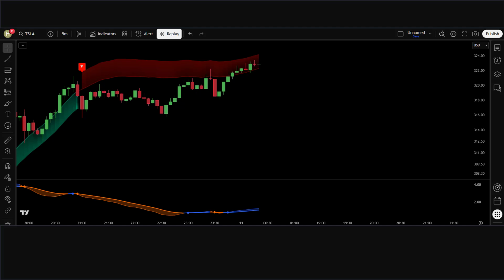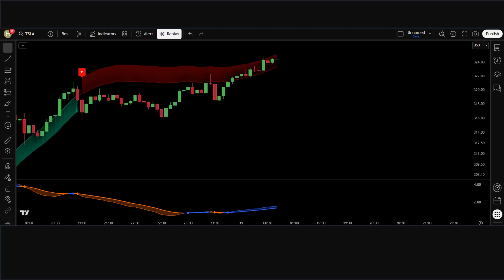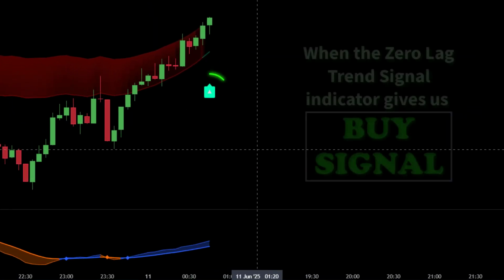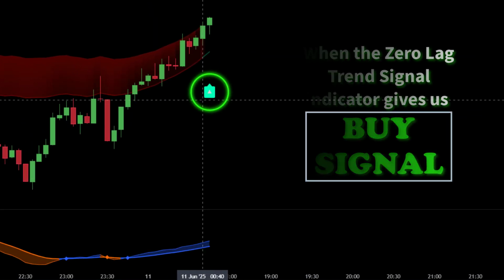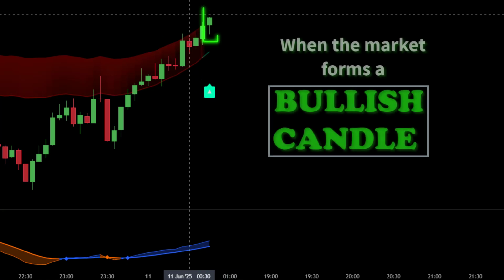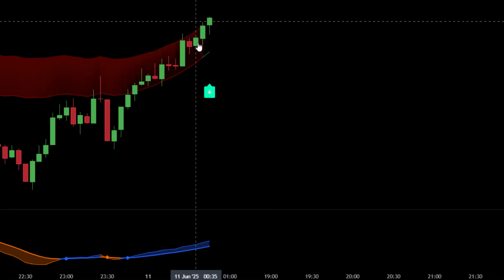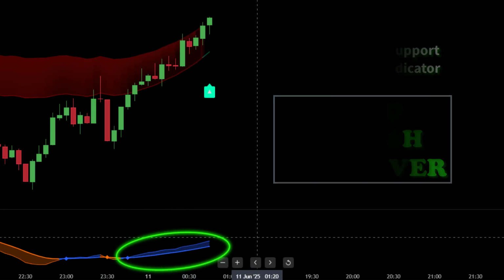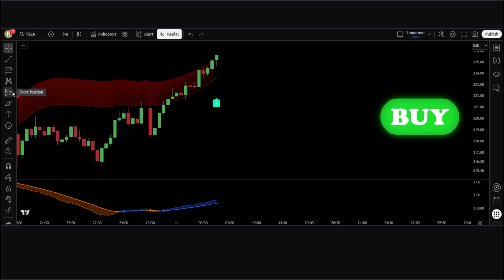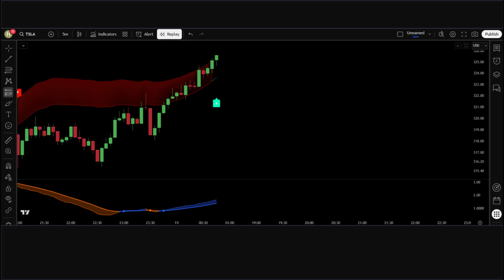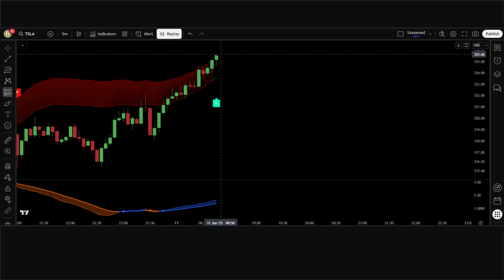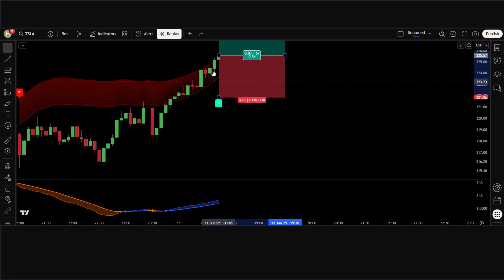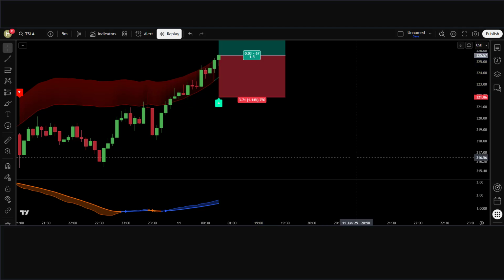Now, let's understand the concept where we will take buy and sell trades based on their conditions. When the zero lag trend signal indicator gives us a buy signal, when the market has formed a bullish candle, and when the MACD support and resistance indicator shows a MACD bullish crossover, if these conditions are fulfilled, then we will place a buy order. Our stop loss will be placed at the upper deviation band of the zero lag indicator, and the risk to reward ratio will be 1:1.5.